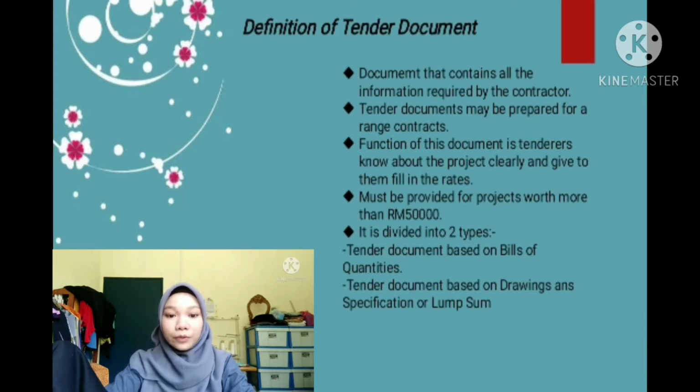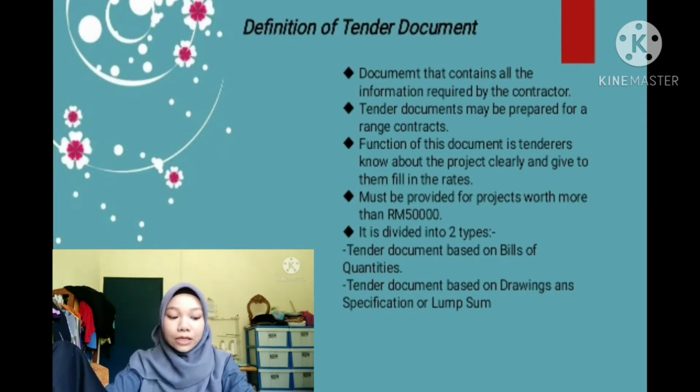Tender documents may be prepared for a range of contracts. For example, equipment supply, the main construction contract, including design by the contractor, demolition, enabling work, and so on. The function of this document is for the tenderer to know about the project clearly and to fill in the rate.